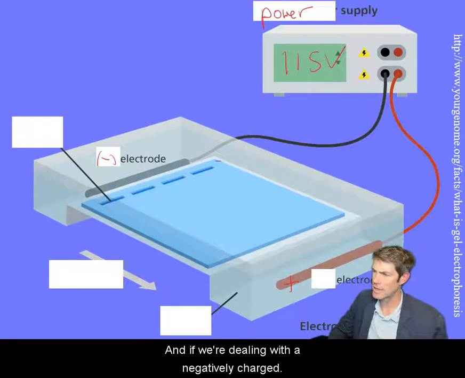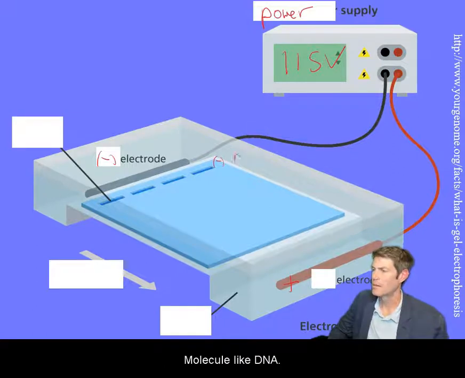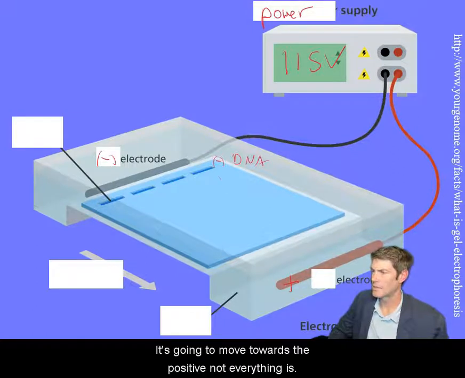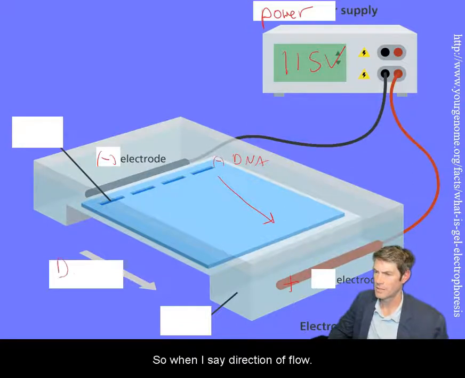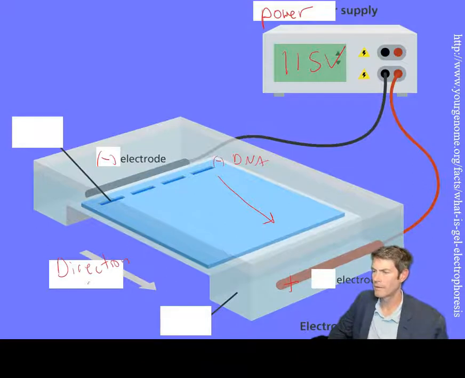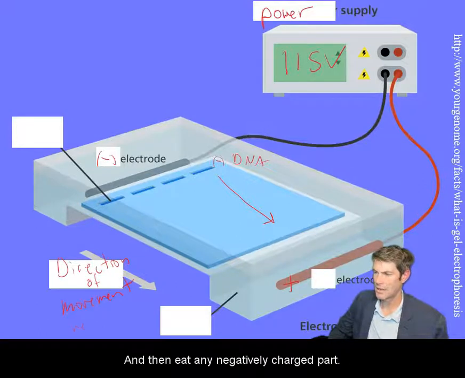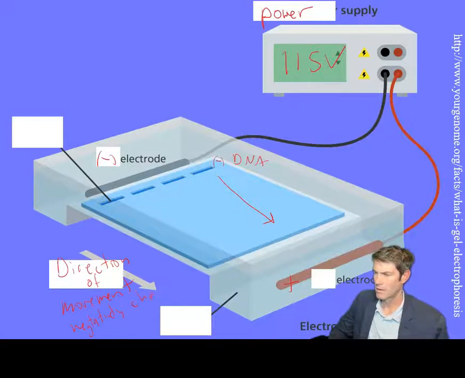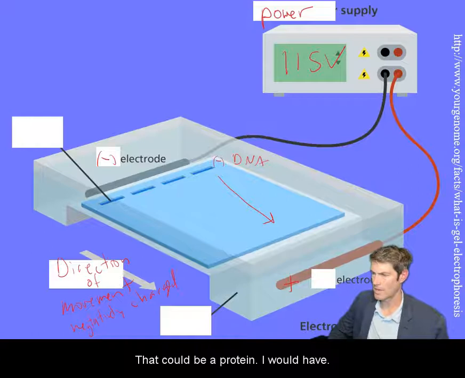And if we're dealing with a negatively charged molecule like DNA, it's going to move towards the positive. Not everything is positive. So when I say direction of flow or movement, I'm talking about DNA and any negatively charged particle. That could be a protein, dye, whatever.